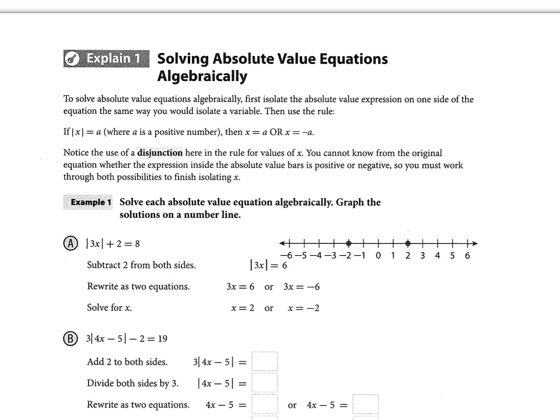So to start, we have to isolate the absolute value piece. So they start by subtracting 2 from both sides, and now they have the absolute value of 3x on one side, so it's isolated, equals 6 on the other. But then we have to use these two versions. The piece is equal to the positive version or to the negative version. So you can see here they have the positive and the negative. Then they divide both sides by 3, and they get x is 2 or x is negative 2. And they've graphed both of those on the number line.